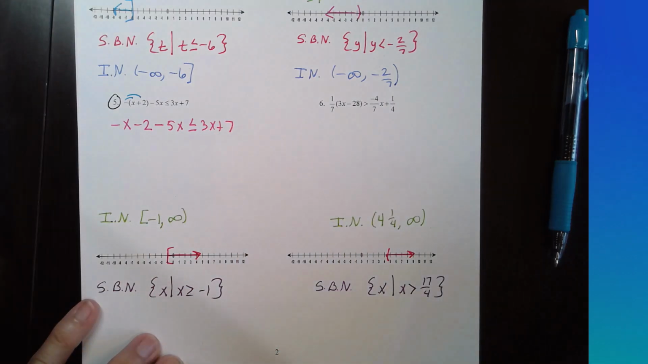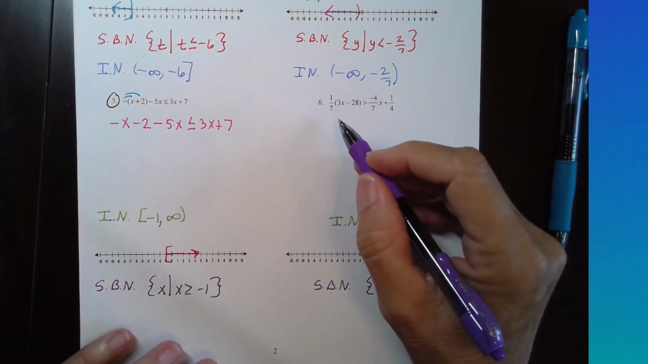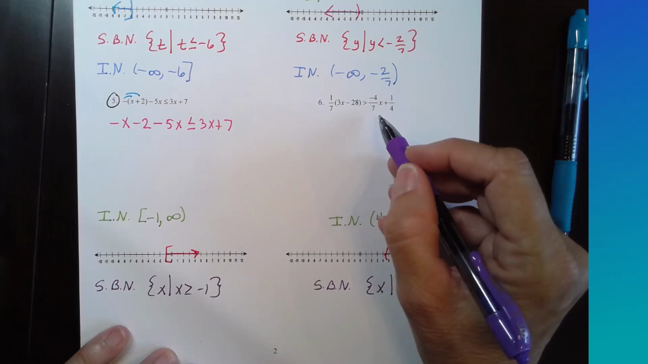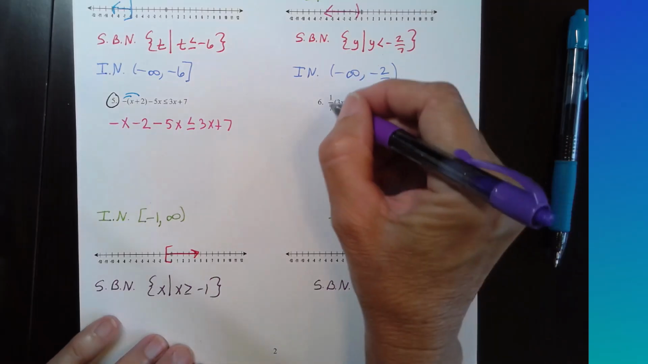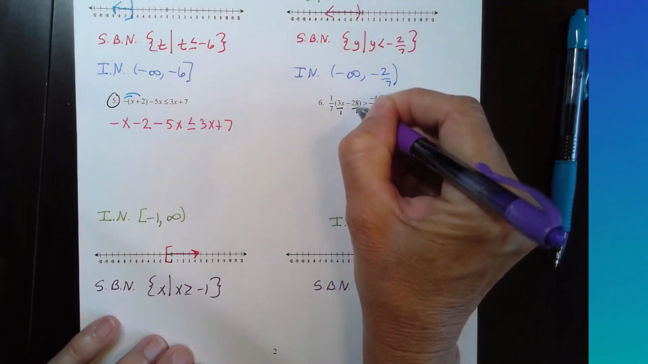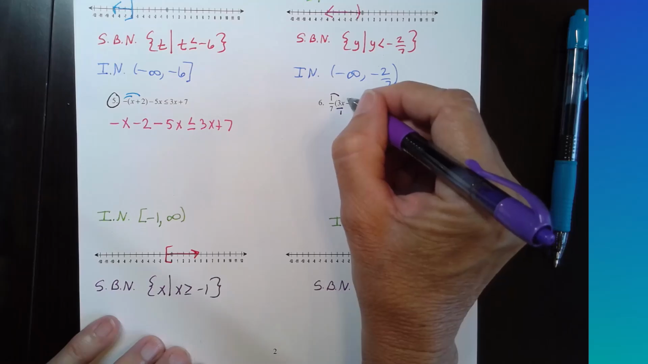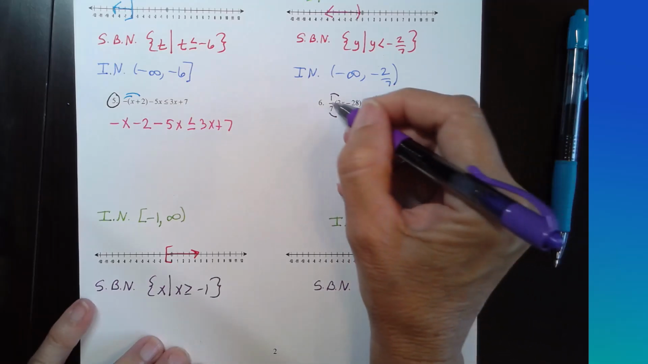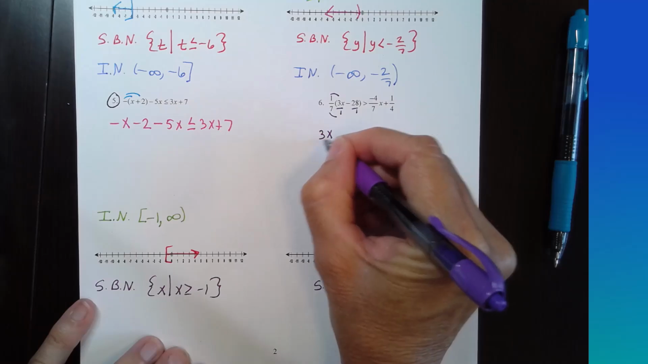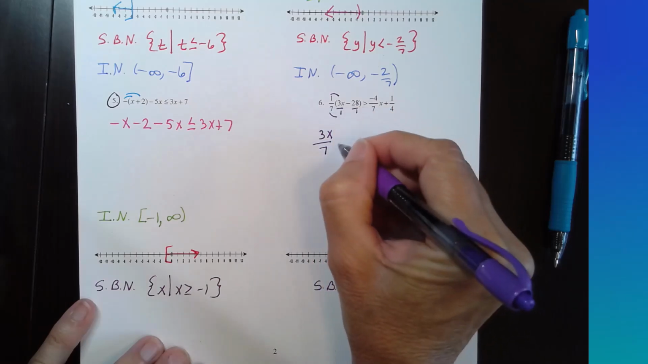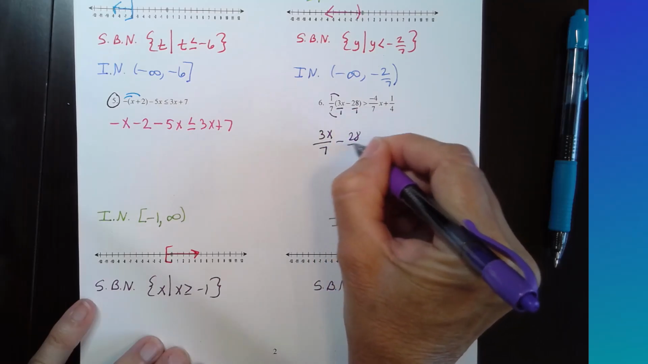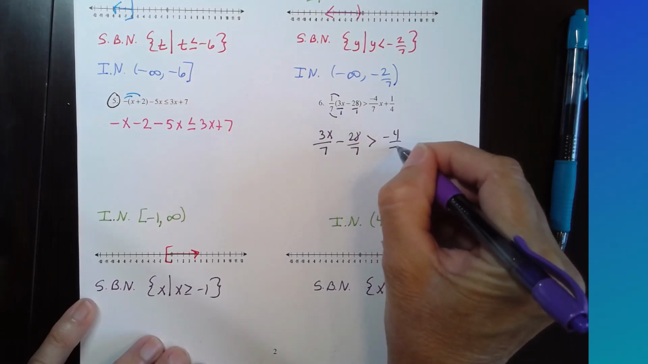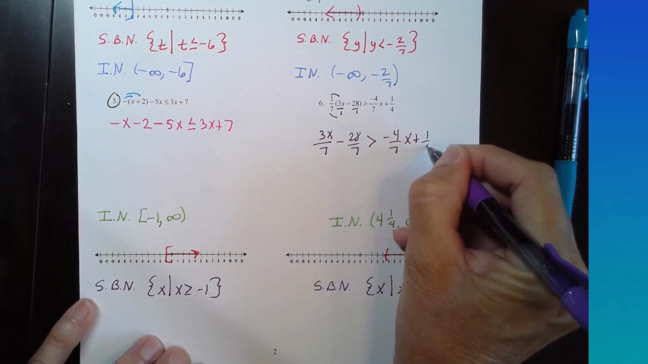On number 6, we had that 1/7 parentheses 3x minus 28 is greater than negative 4/7 x plus 1/4. Just like we did the problem above, we'll go ahead and distribute to get rid of our fraction. We multiply numerator times numerator, denominator times denominator. 1 times 3x is 3x, 7 times 1 is 7. And then 1 times 28 is 28, and 7 times 1 is 7. Is greater than negative 4/7 x plus 1/4.